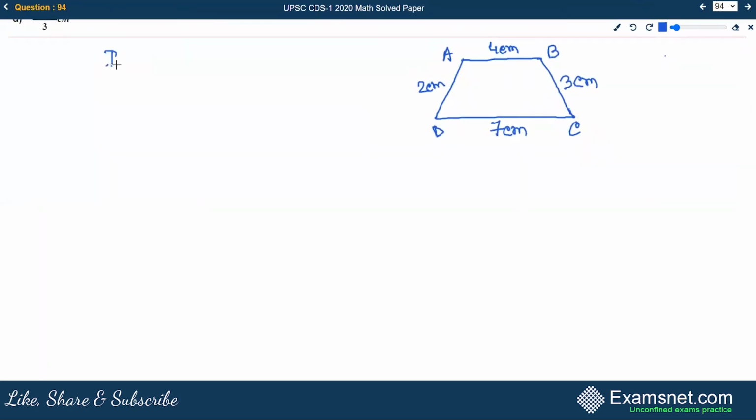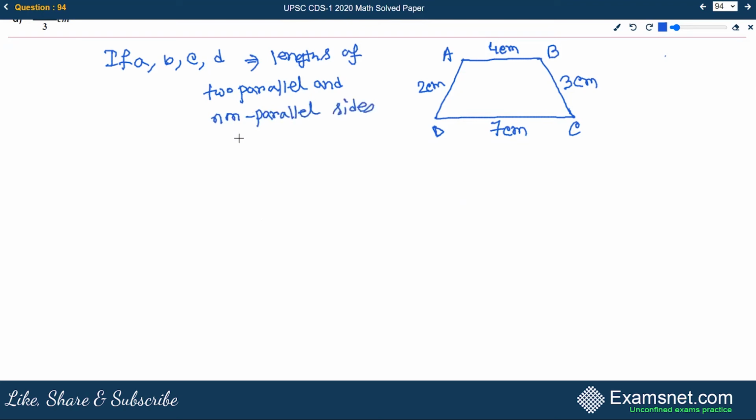If A, B, C, D are the lengths of the two parallel and non-parallel sides of a trapezium, then the formula we can use for area of trapezium is A plus B by K.